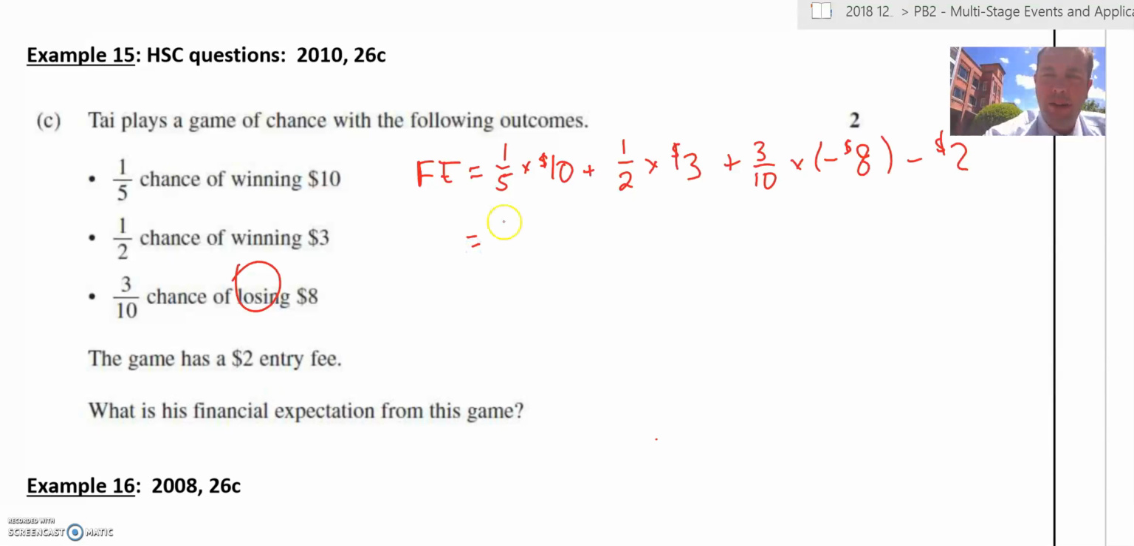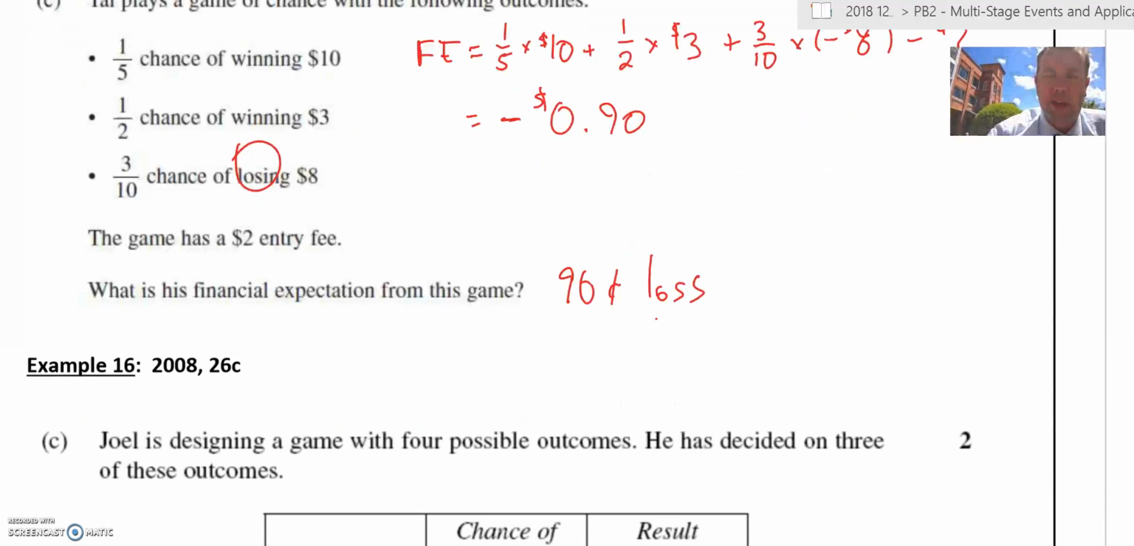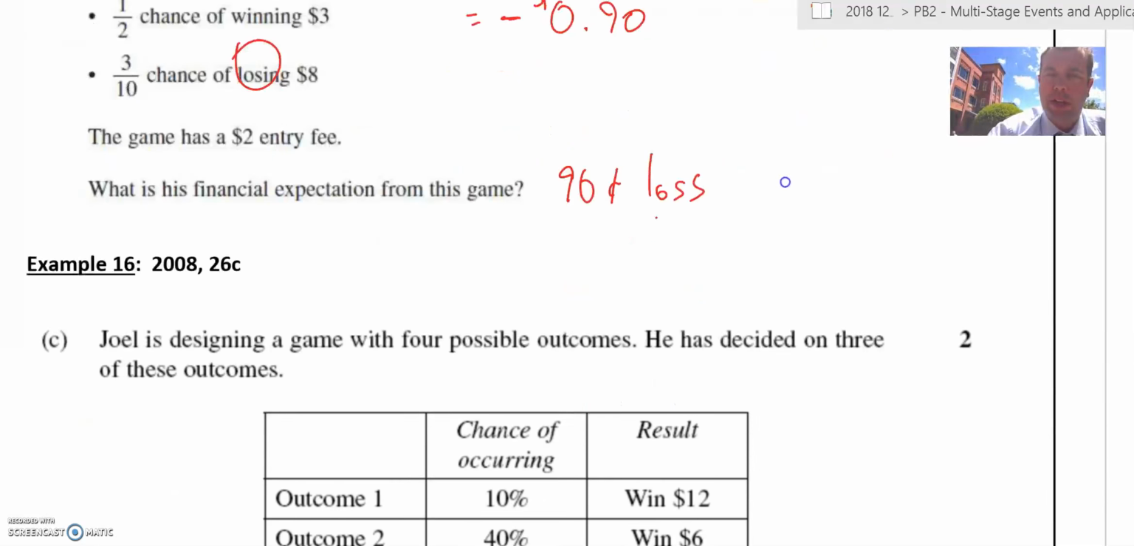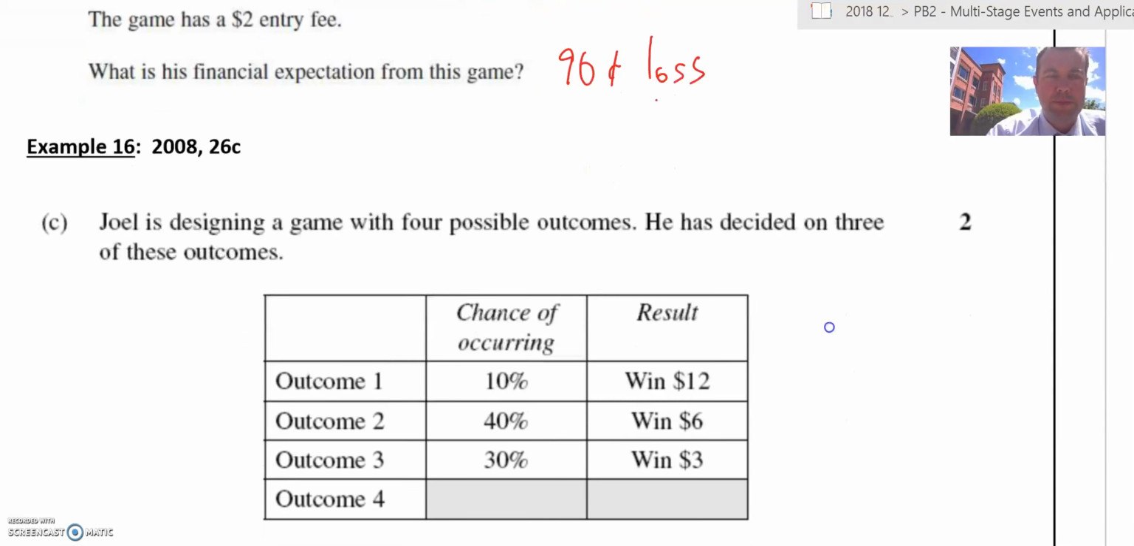Okay, when I work all of that out, I get a loss, a negative, right, that represents a loss, 0.9, 90 cents. So my expectation, 90-cent loss. Right. Each game I expect to lose 90 cents. Right? On no game will I lose 90 cents, no individual game, because that's not a possible outcome. But in the long run, for every game I play, I expect to lose 90 cents.